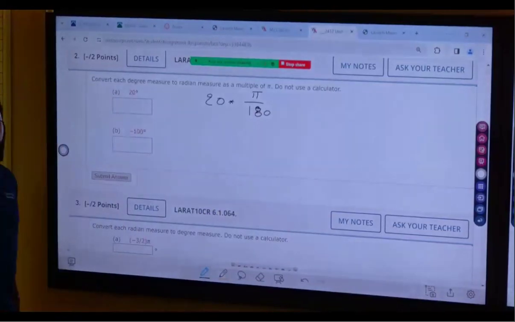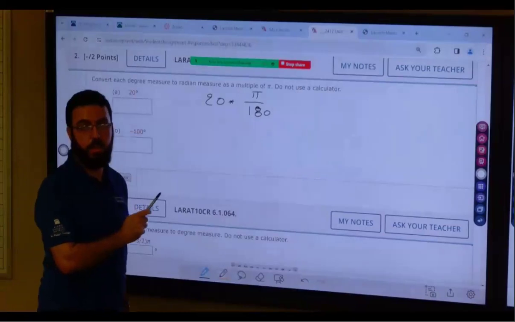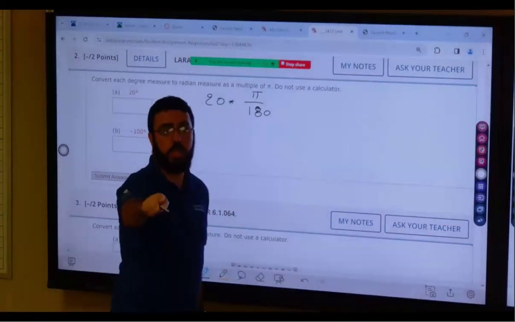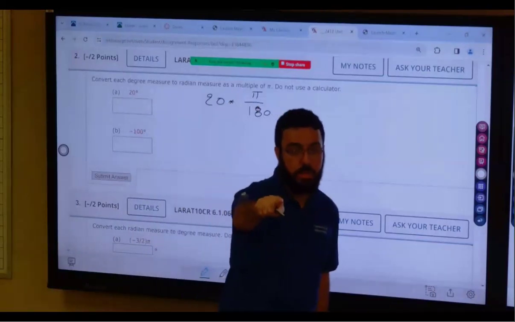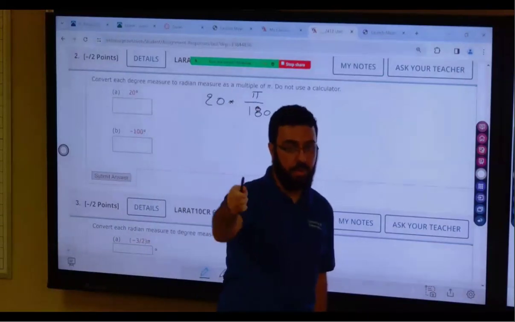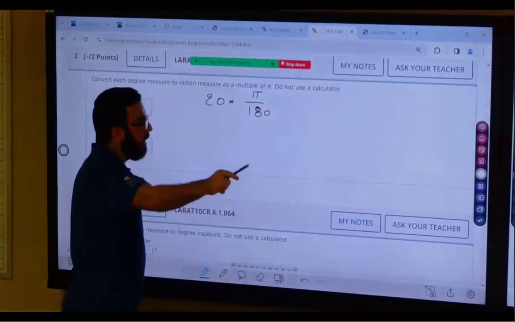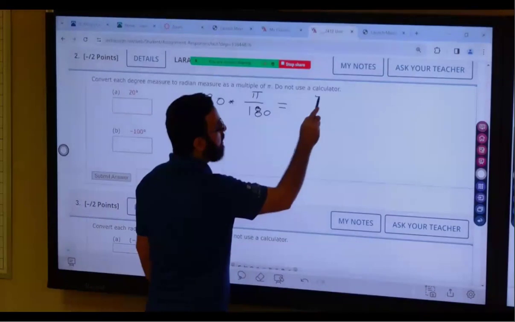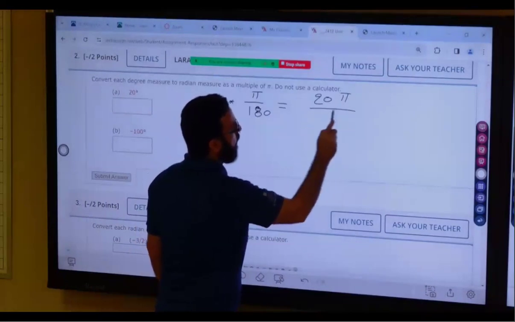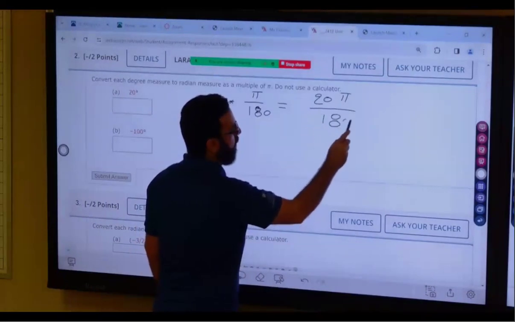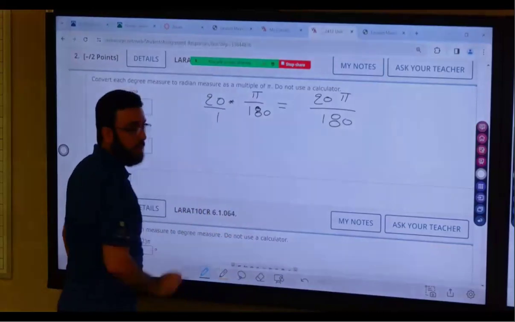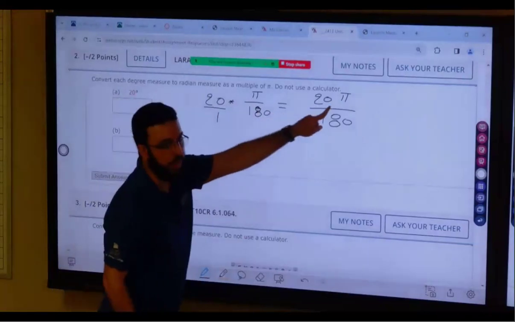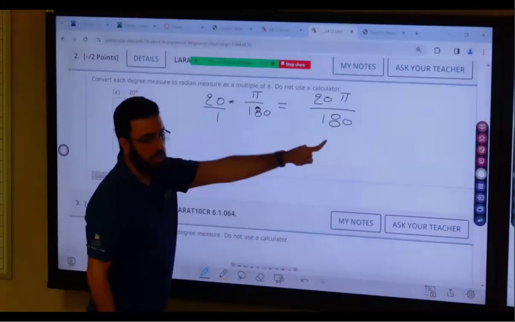Okay, now here's the problem. How are we gonna simplify this one? You don't need a common denominator, it's multiplication. You can use common denominators when you have add and minus, not multiplication. You can take the zeros, or to make it easier, you can say it's 20 pi over 180. Because this is over 1, I'm gonna do cross multiplication. 20 times pi, 20 pi. 1 times 180, 180.